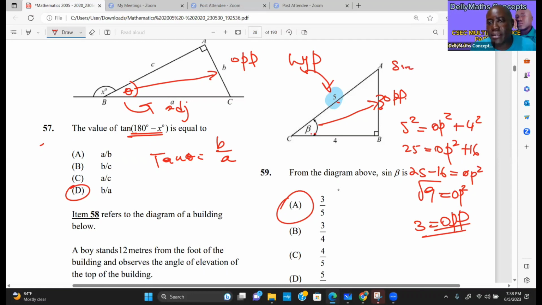Because sine of the angle is your opposite side over your hypotenuse side. 3 over 5. And there you go.